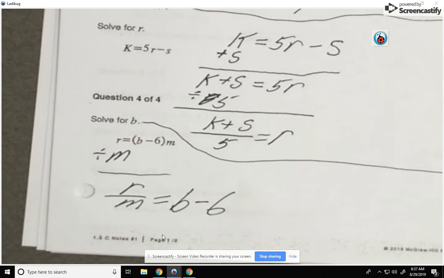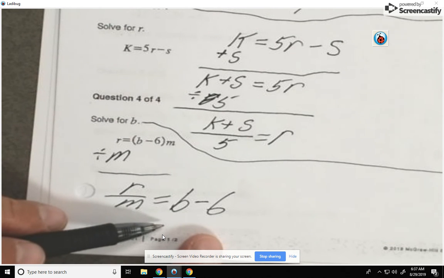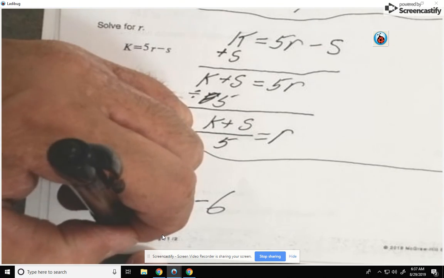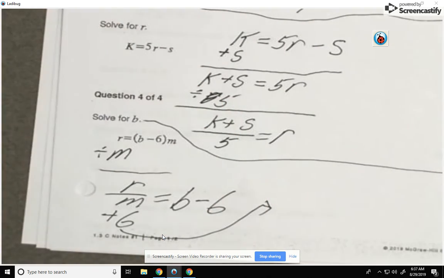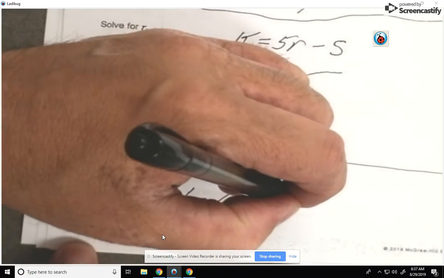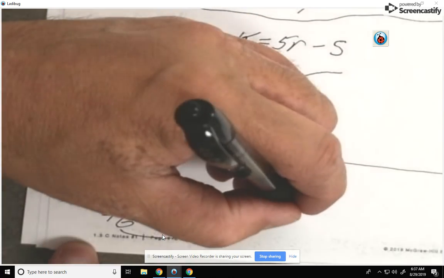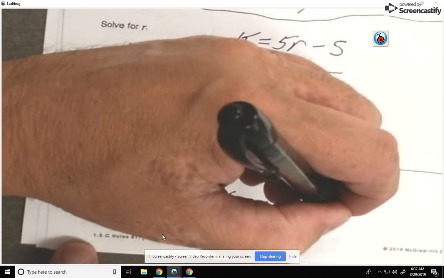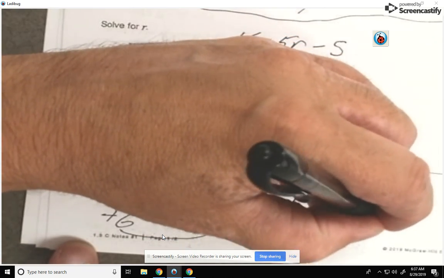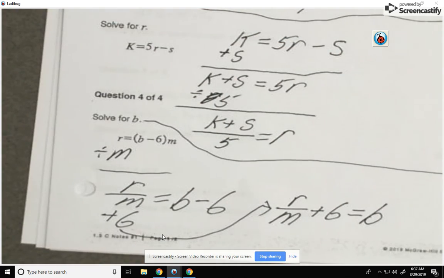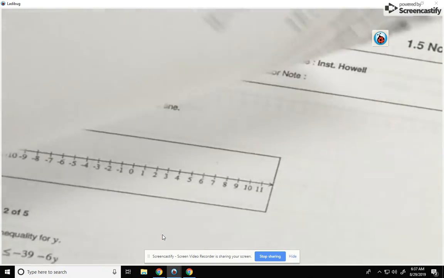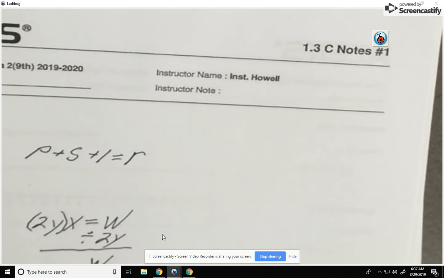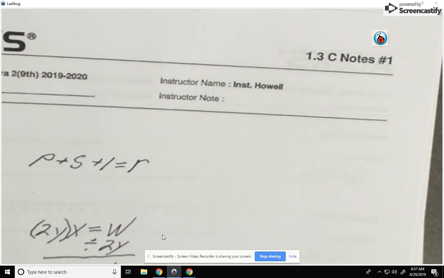From here, we need to get rid of the minus 6. We know to get rid of a minus, we add it. So if we add 6 to this, we keep it as r over m plus the 6 equals our b value. Okay, so that is the notes for 1.3c, solving for a variable.